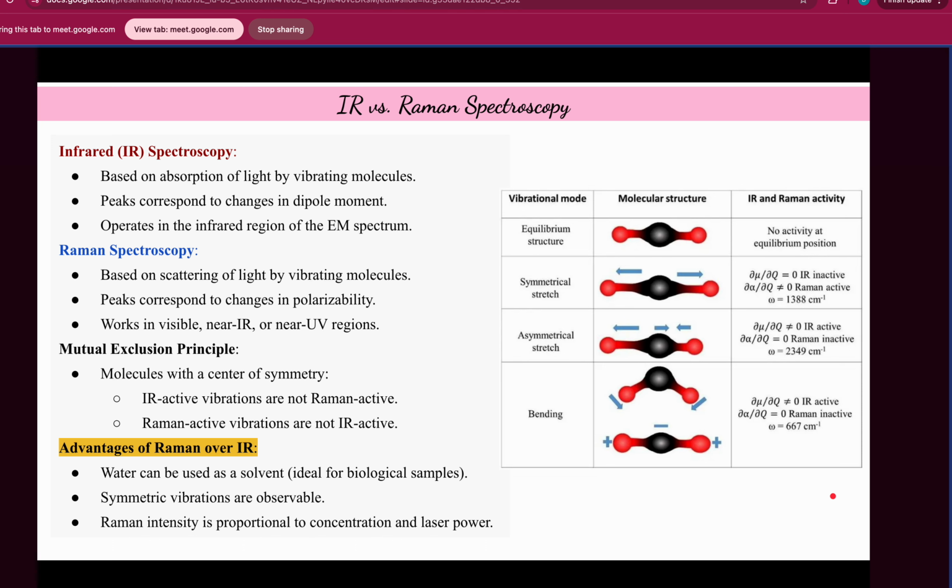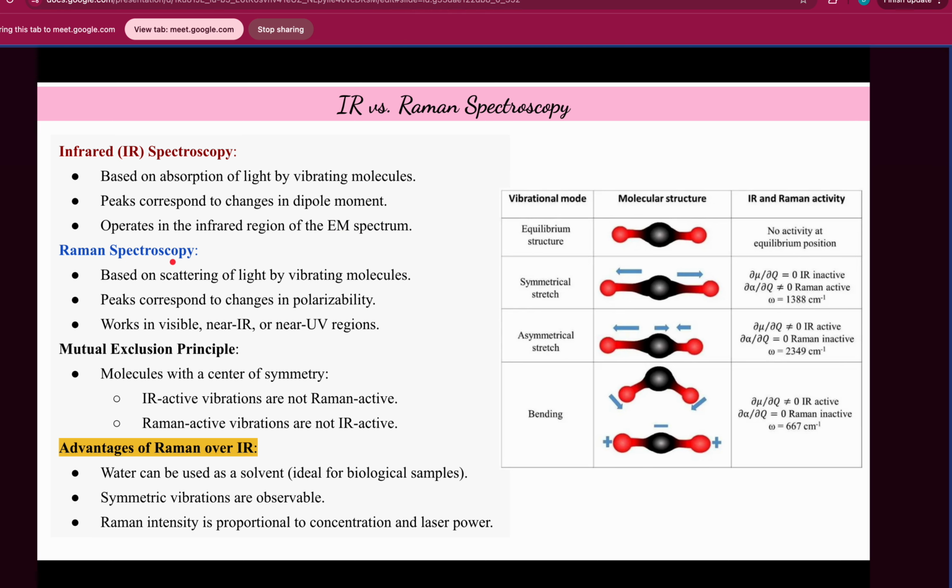Okay, now we will compare between IR and Raman spectroscopy. In IR, we have seen that it was based on the absorption of light and there were vibrating molecules. Peaks correspond to changes in the dipole moment, and it operates in the infrared region of the EM spectrum, most probably the mid IR region.